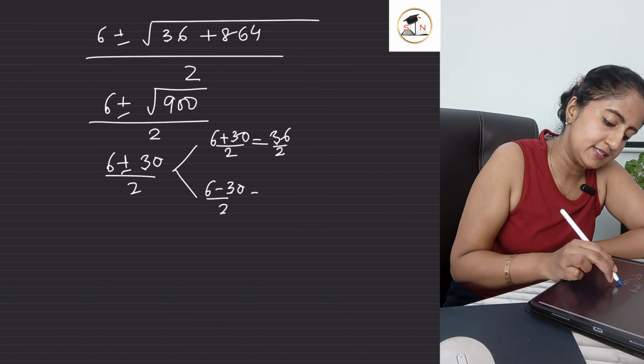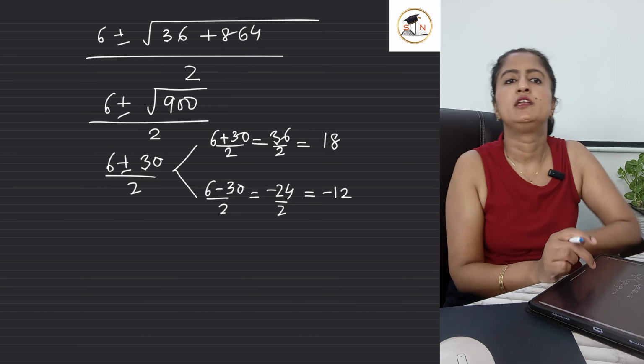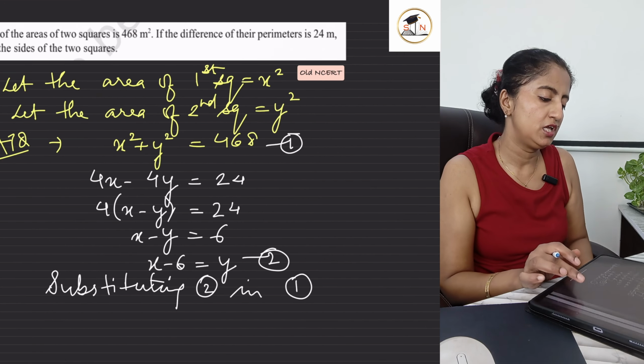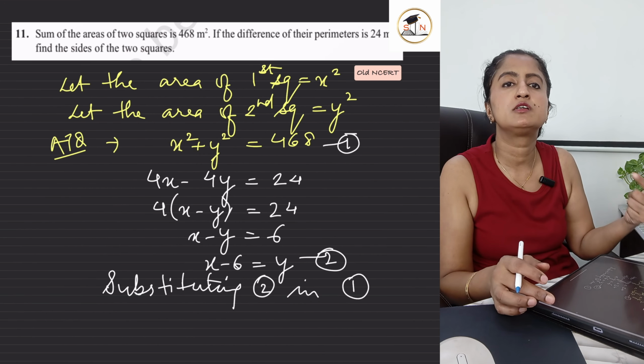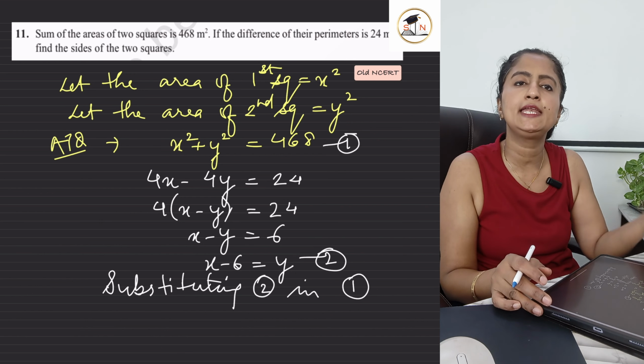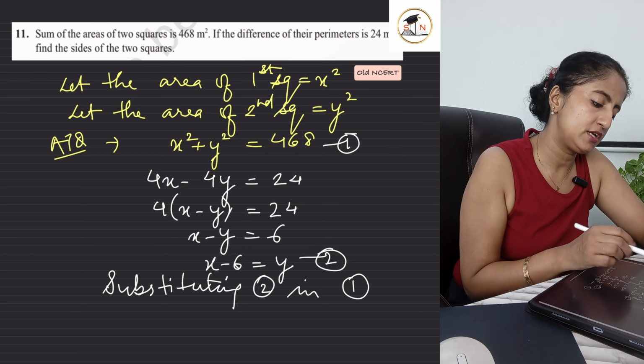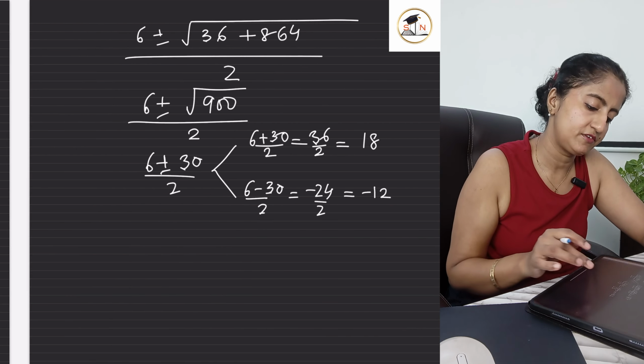And this is negative 24 upon 2, 18, negative 12. Now, what was the question about? The question was talking about the squares. Whether we talk about area, dimension, perimeter, anything, nothing can be negative, right? So, the question asked for the sides of the two squares, right?